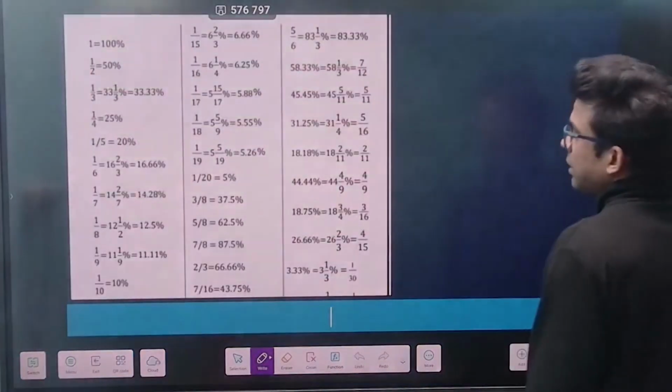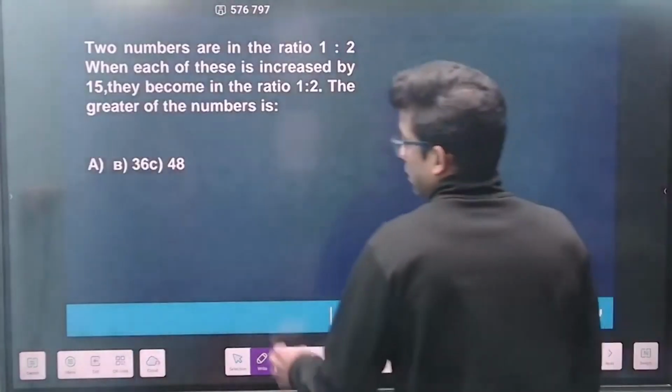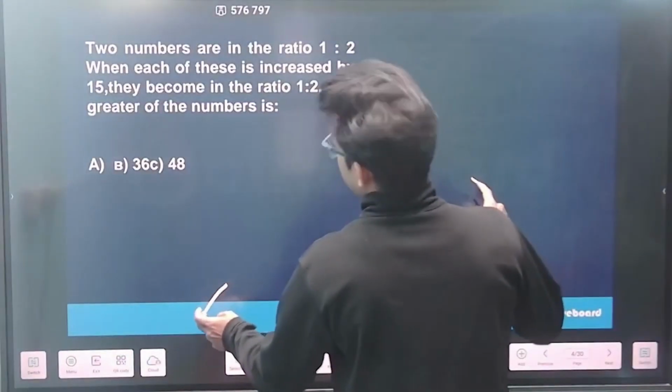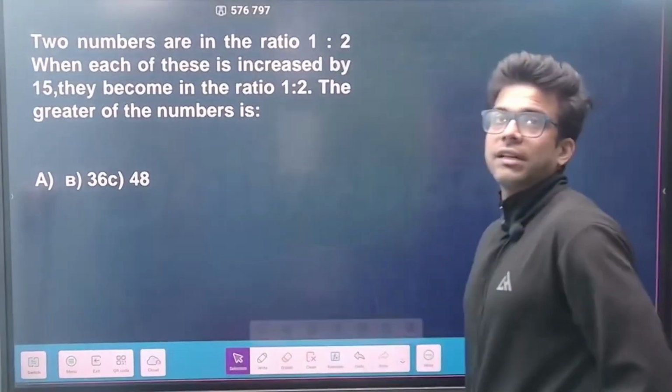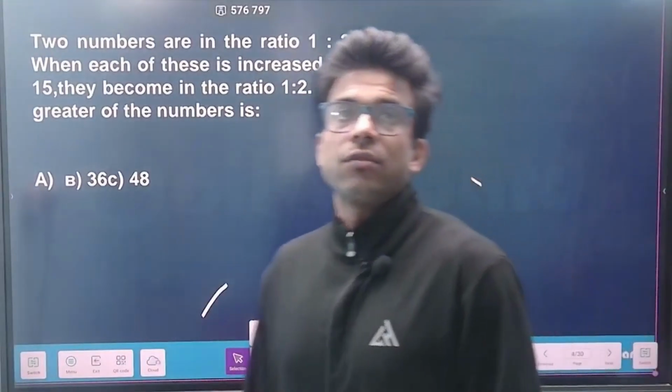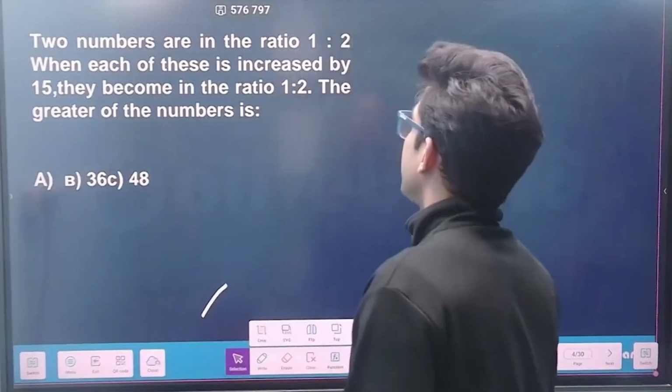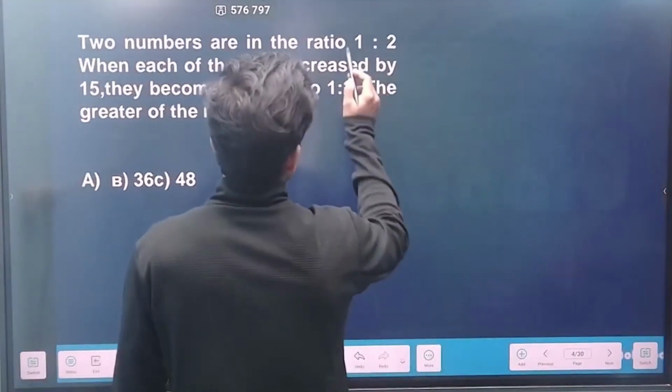So let me just give you the first question. As you can see, the first question, let me just make some changes there. Two numbers are in the ratio 1 1 by 2 and 2 2 by 3. So this is what the two numbers are in the ratio.